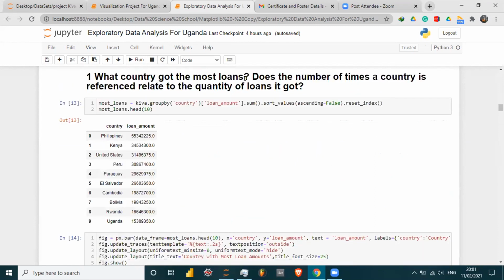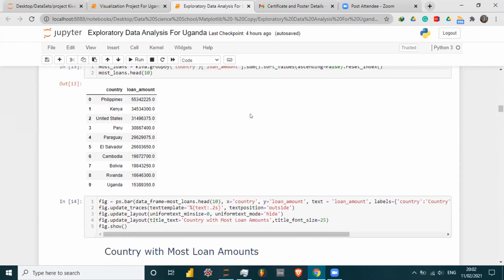So which country got the most loans? And does the number of times a country is referenced relate to the quantity of loans it got? For the countries that got the most loans, I did not use my Uganda data because the question asked for the country. So I did it for the whole general Kiva data to find the country that had the most loans, and I found that it was the Philippines.